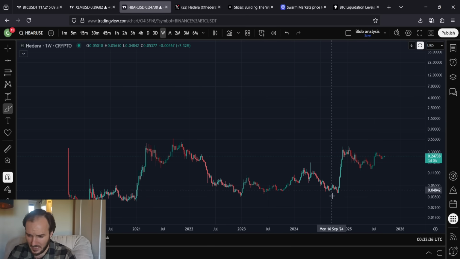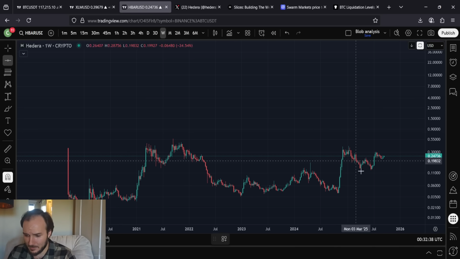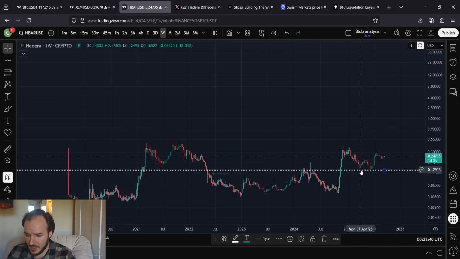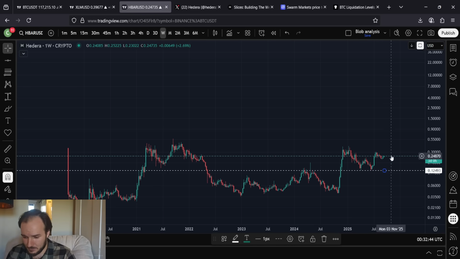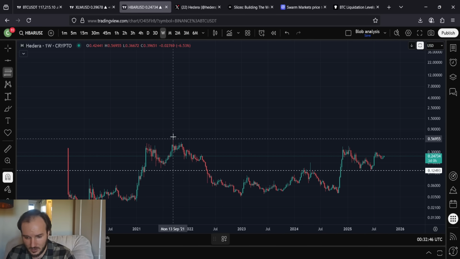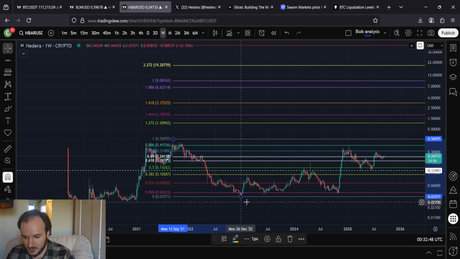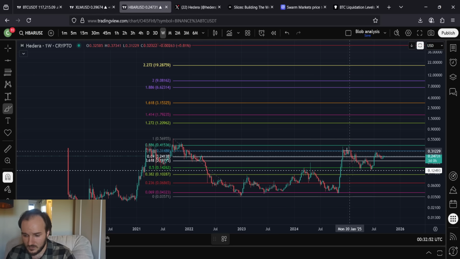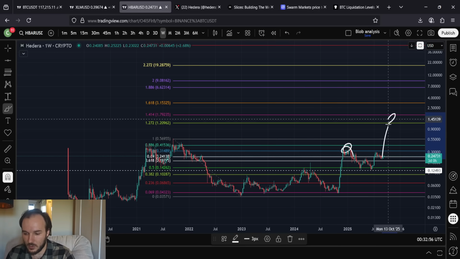HBAR is loaded up. It had a massive move here, found immaculate support right here at prior areas of resistance, prior areas of support, even back here. Beautiful area to find support. If we take the overall high from the last cycle to the bear market low here, you found support right at your 0.5 as well. There's little doubt in my mind, and we've already found resistance here. The only next target area to go to would be the 1.272 to the 1.414 and even the 1.618 by the end of the year.